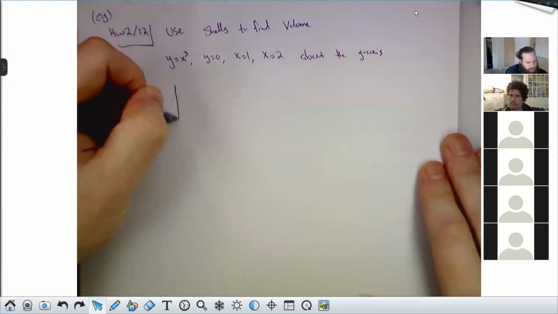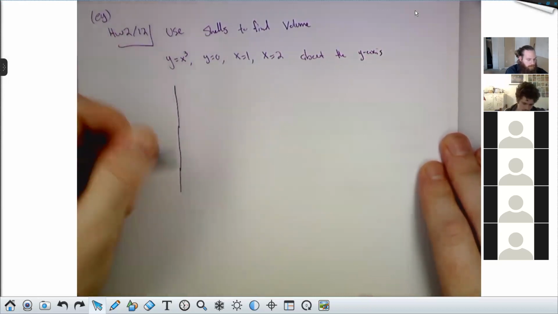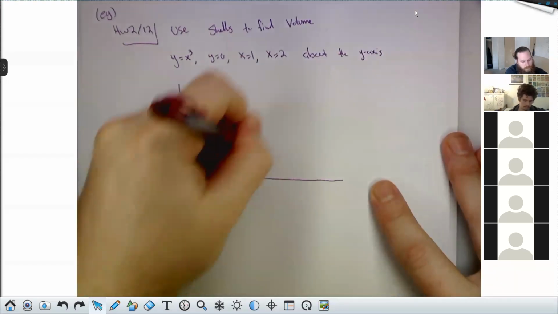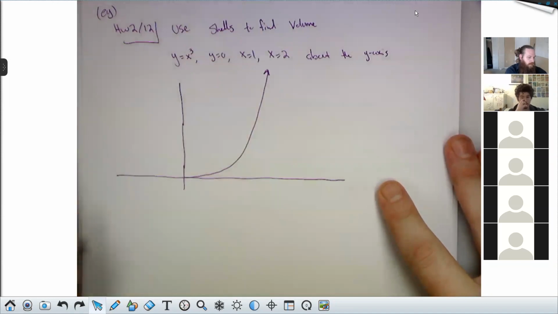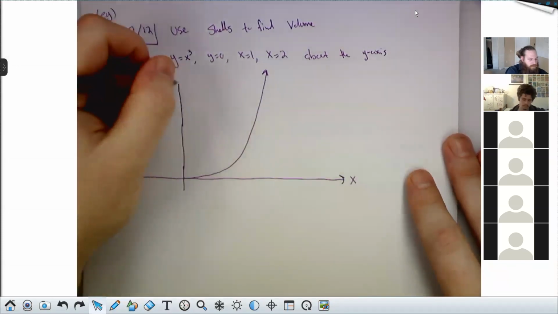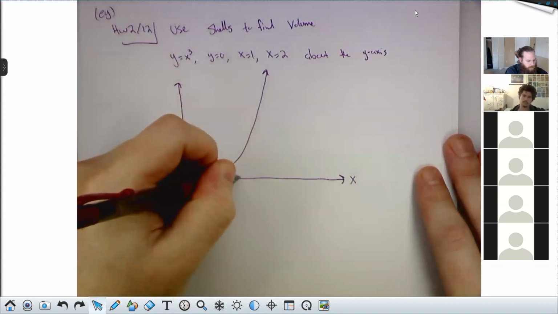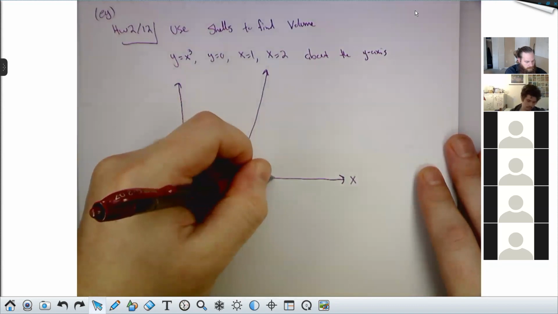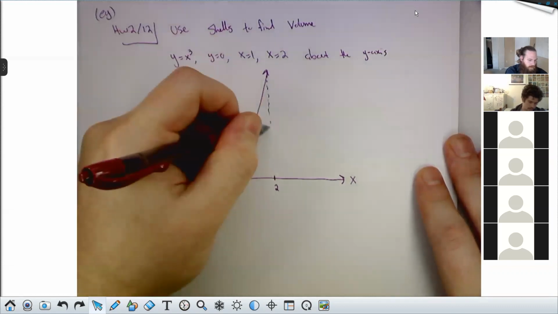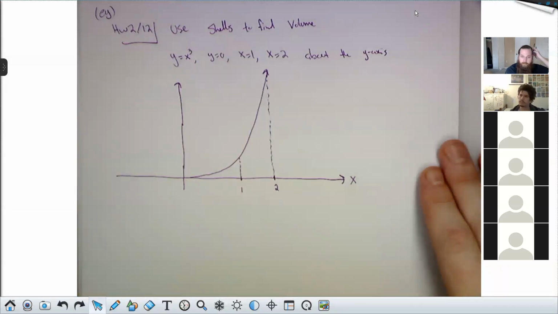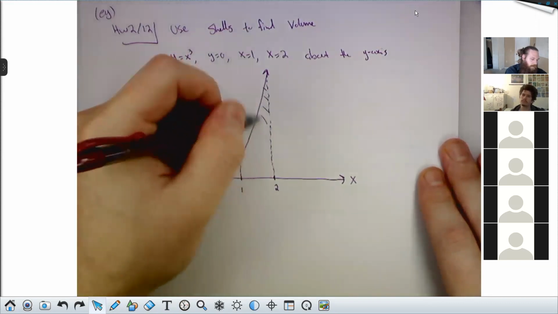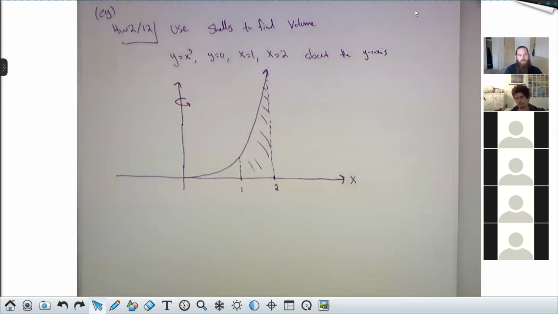Sketch your region. y equals x cubed is another graph we should all know well. Shouldn't even have to think about it. Looks like this in the first quadrant. And it does something like this down here in the third. y equals 0, that is the x-axis. Now I'm interested in going here. It looks like x equals 1 to x equals 2. So this is my region. And I want to rotate about the y-axis. So here's step one complete, right? I've got my region sketched, my axis of rotation sketched.